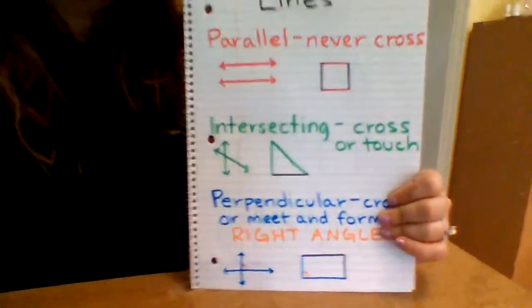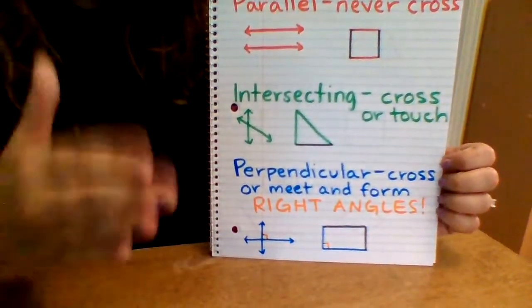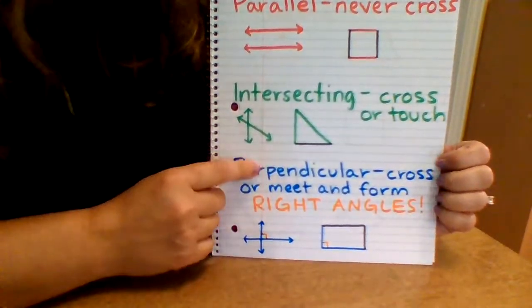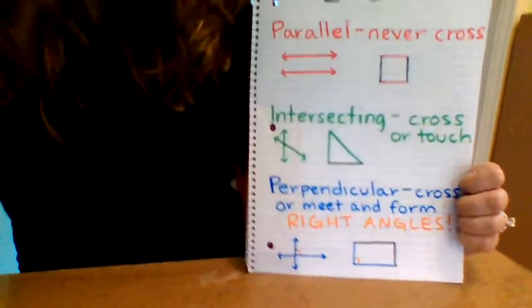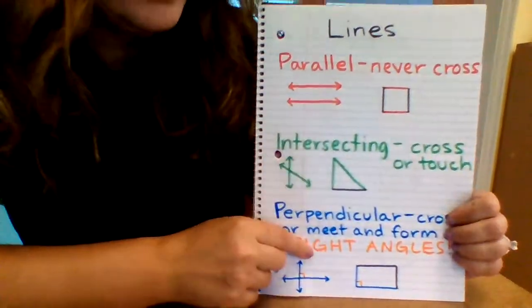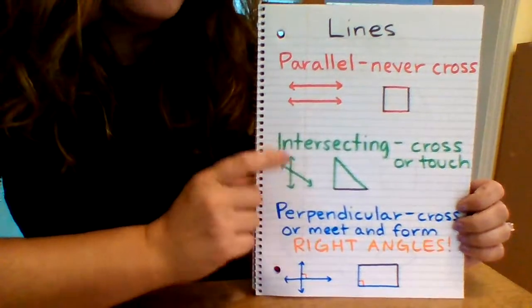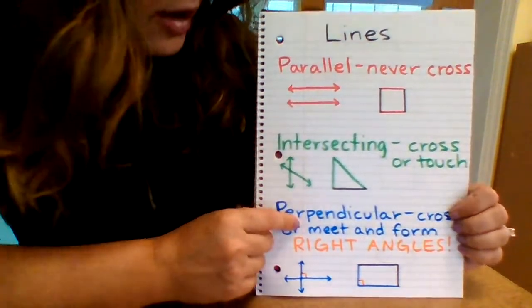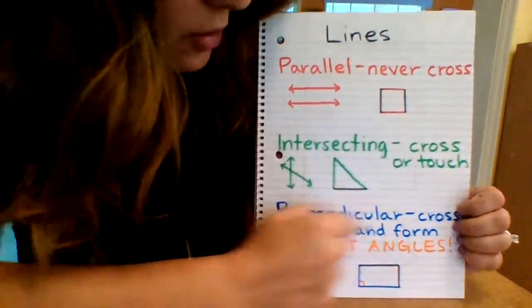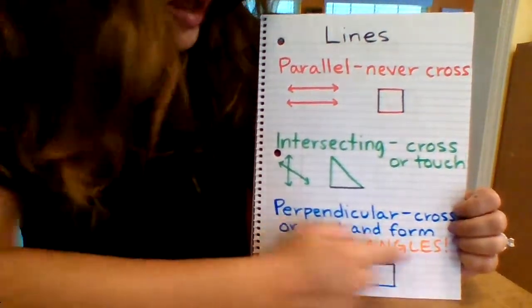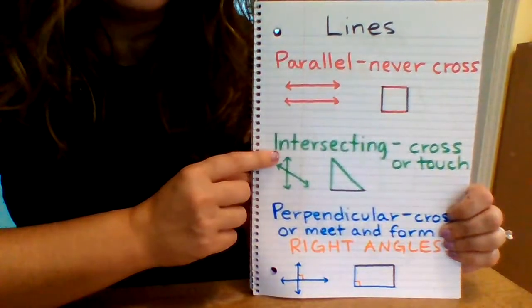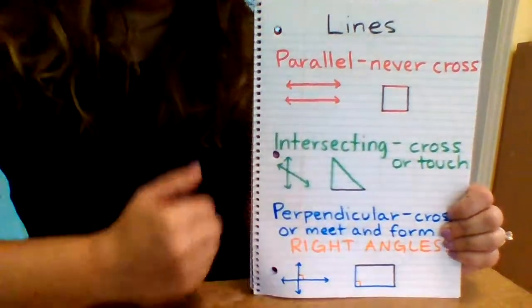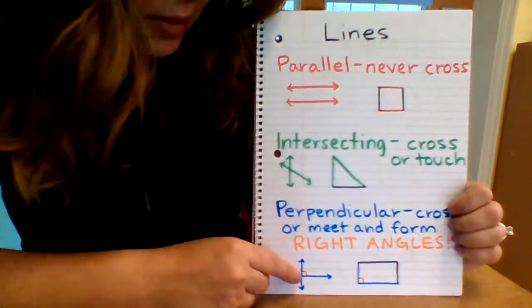Now, perpendicular lines are like a very special type of intersecting line. Perpendicular lines are intersecting. Are you hearing me on that? That's important. They do intersect. So lines can be both intersecting and perpendicular. Intersecting lines are also perpendicular if they cross or touch and form right angles. That's the key word here. So perpendicular lines are just like intersecting lines, but more, okay? These are intersecting lines that make a right angle.